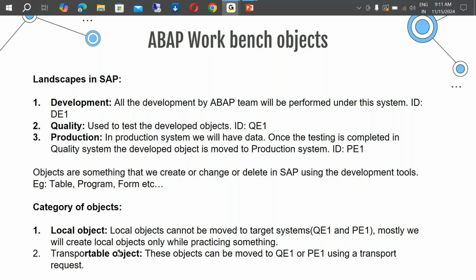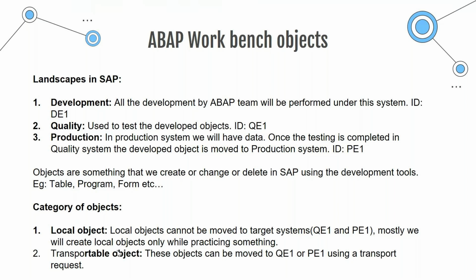Yes. Two types of objects: workbench objects and customizing objects. So all the workbench objects in SAP are owned by ABAP team. So we are responsible for creating, changing, deleting all the workbench objects of SAP. All the customizing objects of SAP are dealt by functional teams. So customizing objects means system configurations. Those are dealt by your functional teams. So as an ABAPer, you will never do the configuration. As a functional team, they will never do the development. So each team has their own responsibilities.